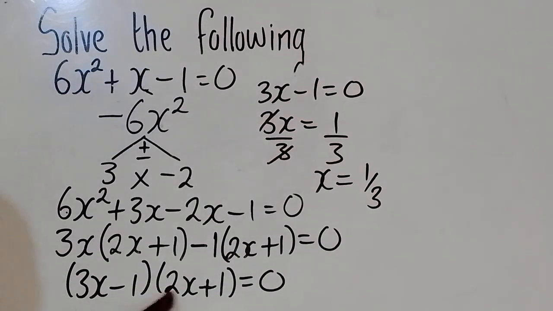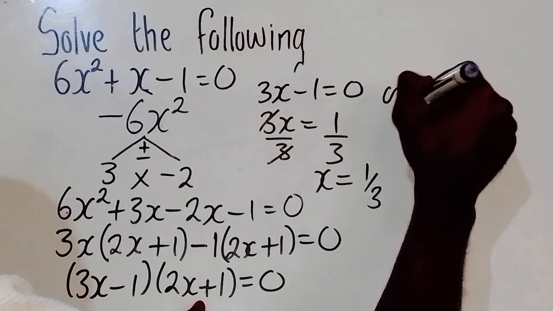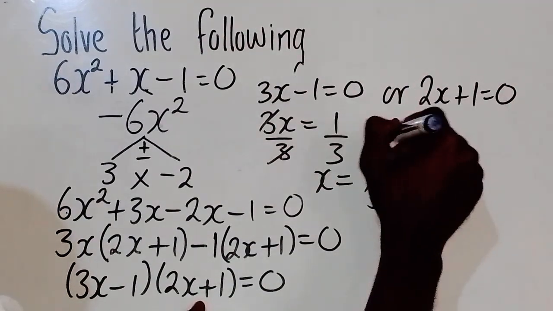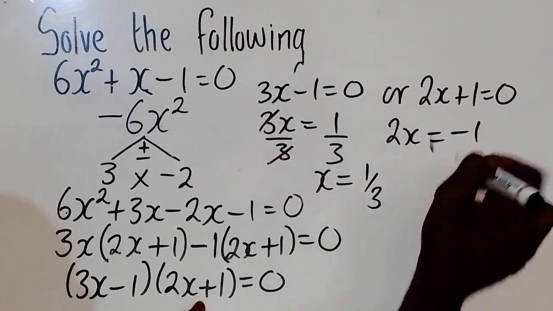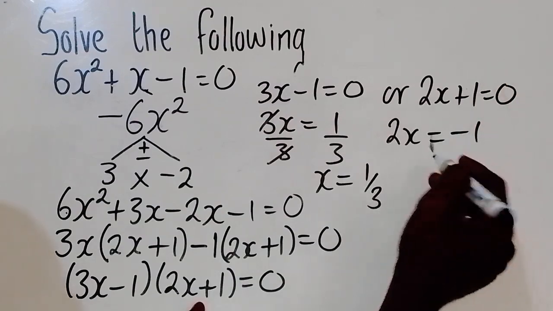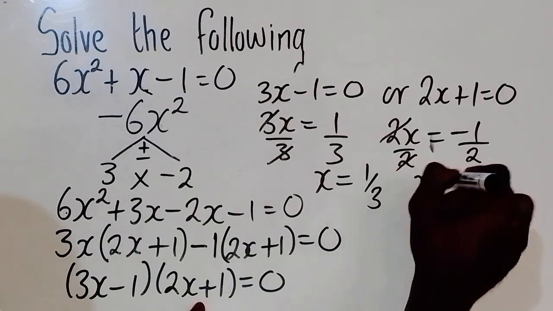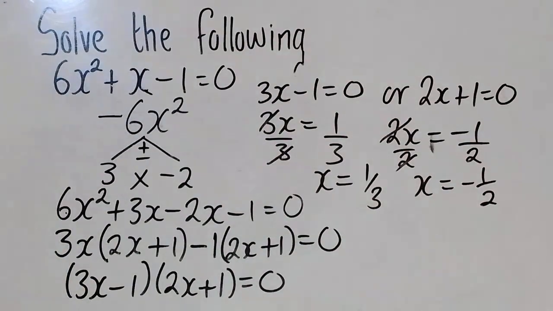That's the first answer. You come to this part. You say 2x plus 1 is equal to 0. So 2x is now equal to negative 1. You divide with the 2, and there you cancel with the 2. So x is equal to negative 1 over 2. So these two here are the answers.